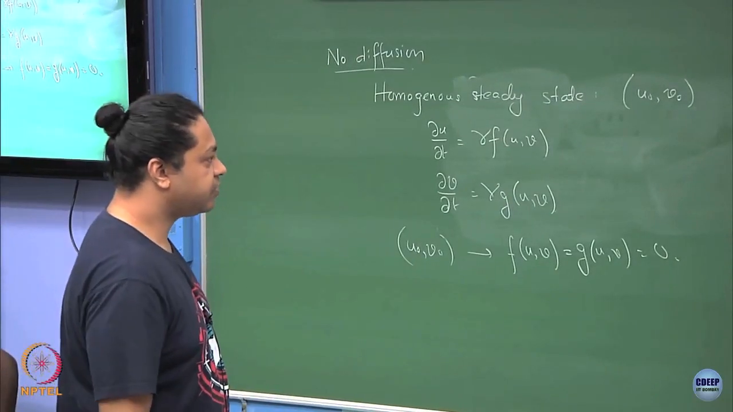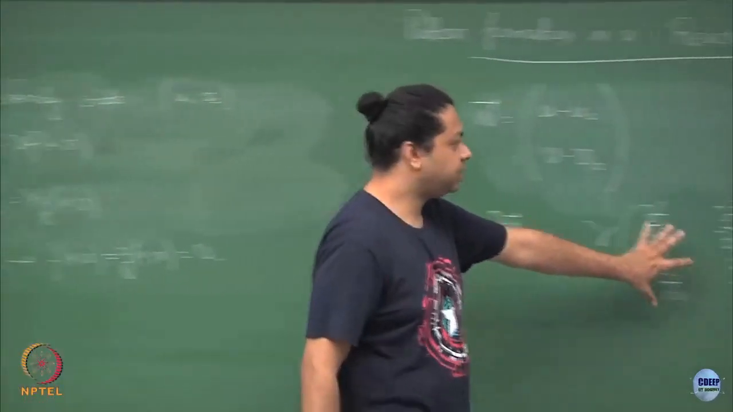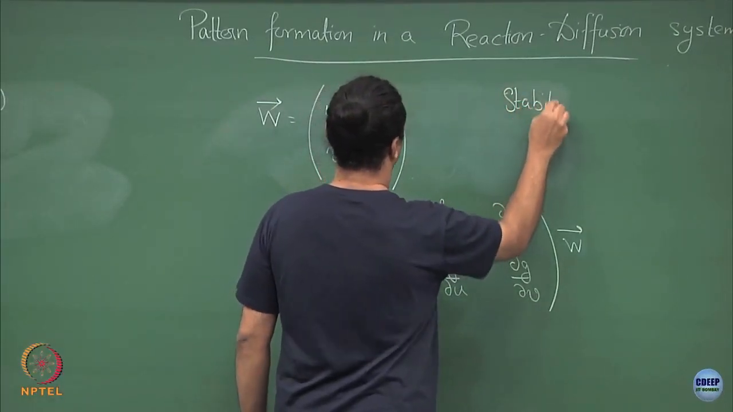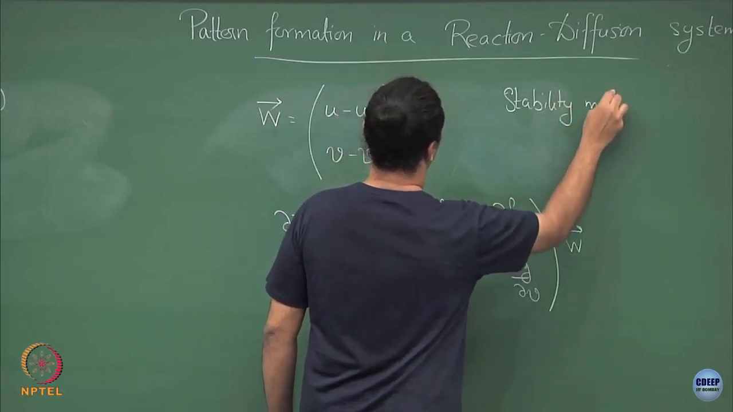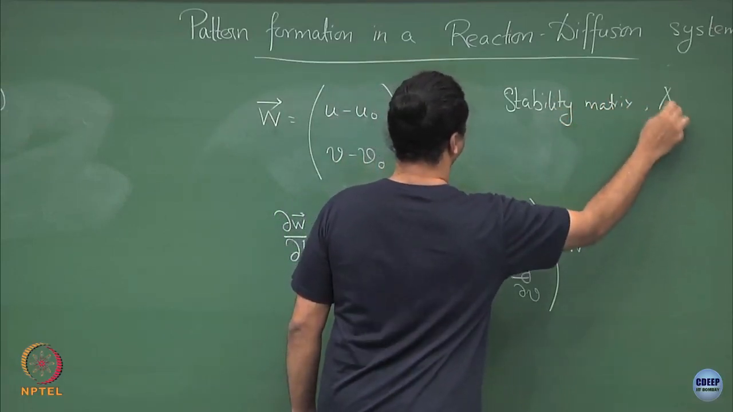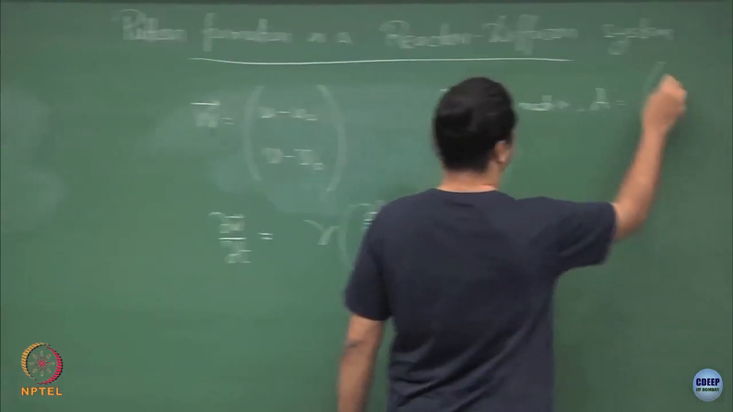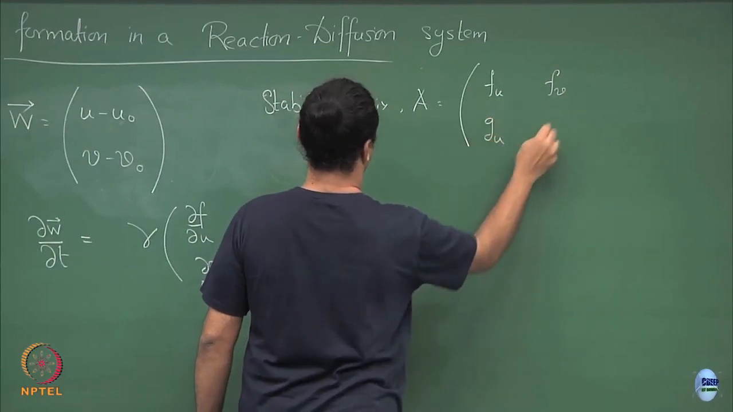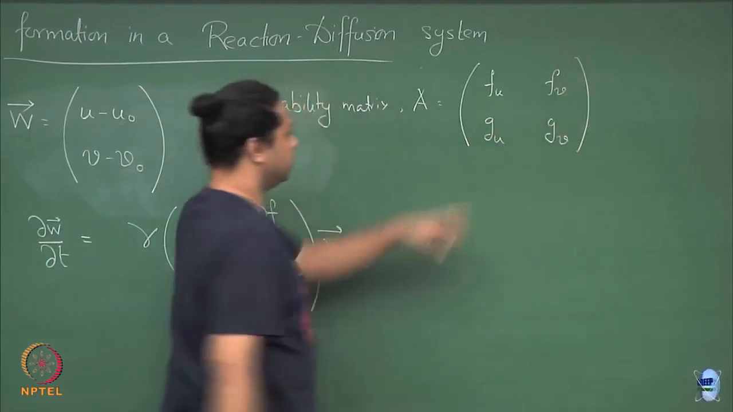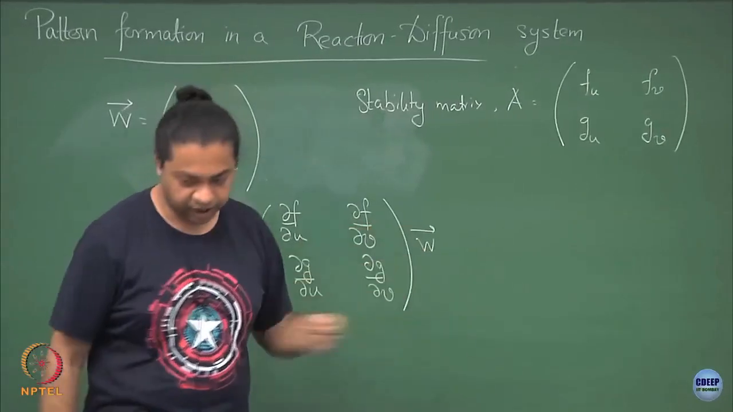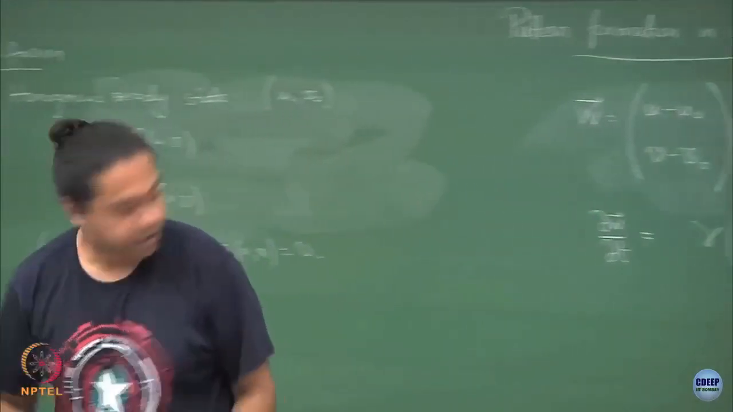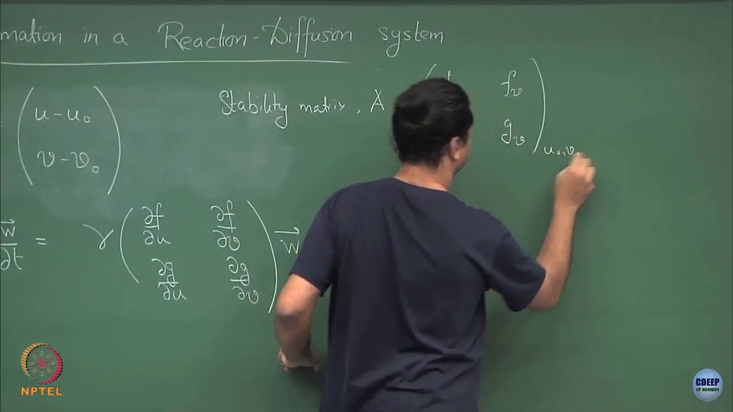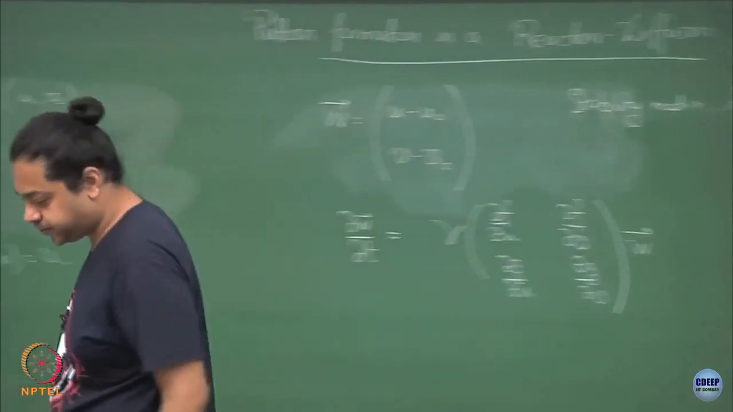So, this matrix, let me define it as my stability matrix A, and in short form I will just write F u, F v, G u, G v, these being the partial derivatives. F u is del F del U and so on, evaluated around this steady state, at U naught comma V naught.